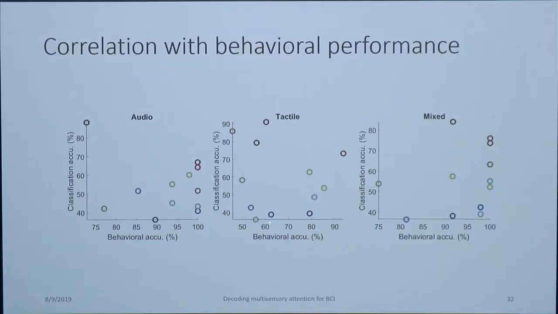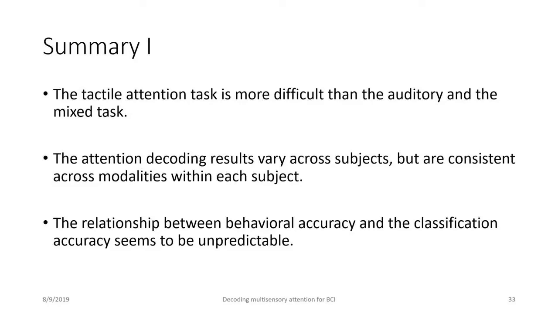It's not linear, and it might be a nonlinear correlation, but it's really hard to tell. Especially in tactile, at a particular behavioral accuracy, we have very contrasting classification, where one is even close to chance and the other is 90%. So it's really hard to make any sense out of this kind of correlation. I would say the relationship between these two is actually very weak.